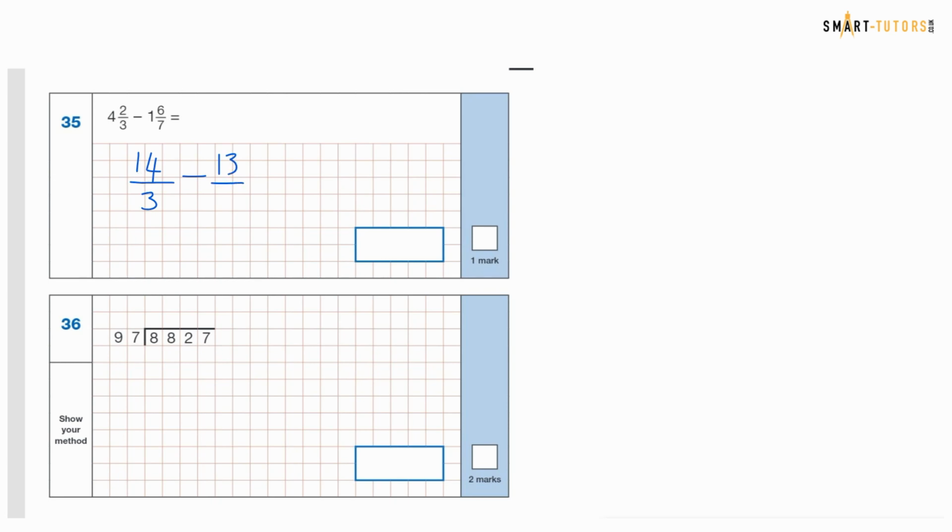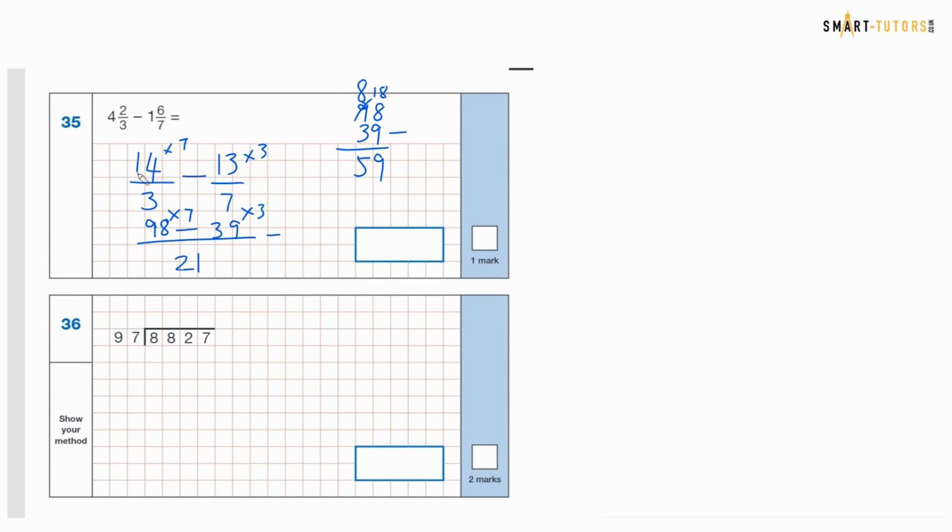13 over 7. So the common denominator for both of these is 21. So you're going to times the numerator and the denominator by 7 for the first fraction, which should give you 98 and 21. Minus 13 times 3, which is 39. So that will give you 59 over 21. So 8, you're going to carry over, 18 minus 9.